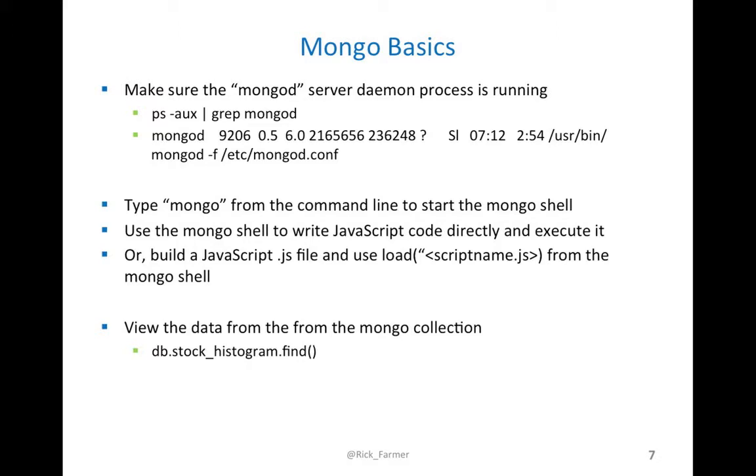Once you've got your data created, the easiest way to look at it is to use a particular DB and then use db.stock_histogram.find(). In our case, we're using stock data, and that'll show you everything that's in there. Really simple.